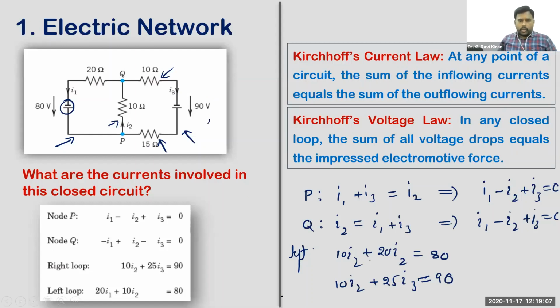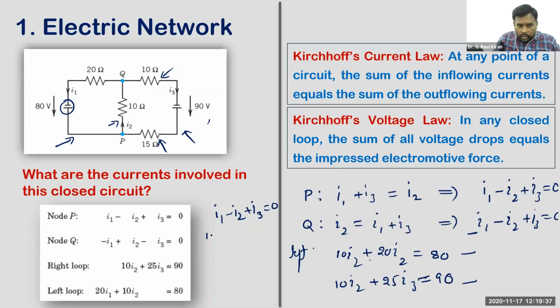Now see what you understand here. Anyway, these two equations are the same, right? So this is one equation and these two are the other two equations. So totally there are three unknowns in the network, I1, I2, I3, and you got three equations, right? If I write them again here, I1 minus I2 plus I3 is equal to 0 is one equation.